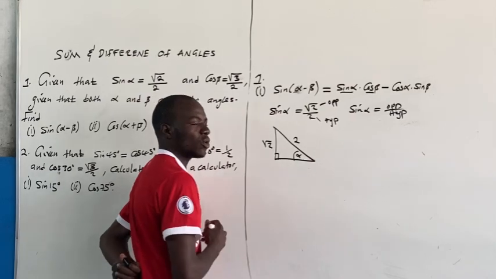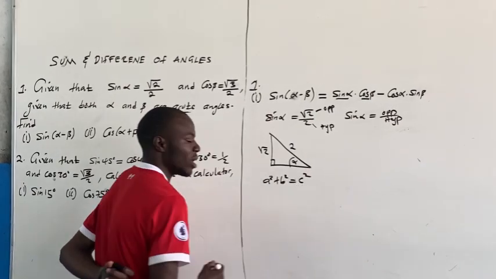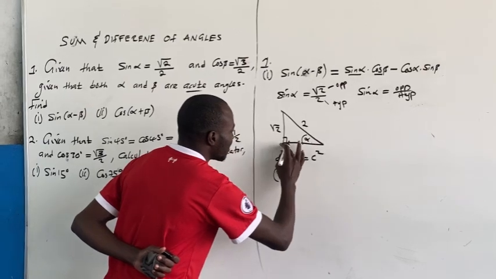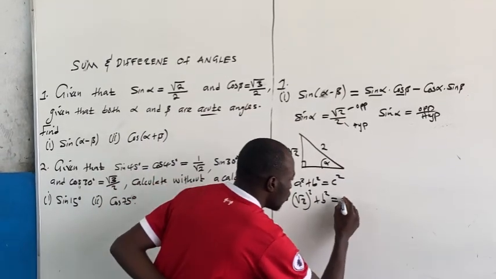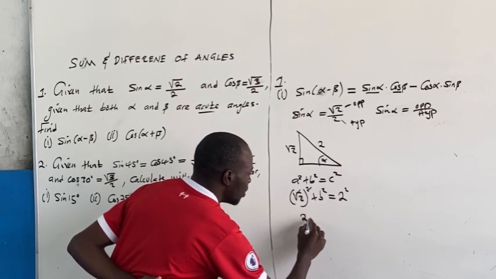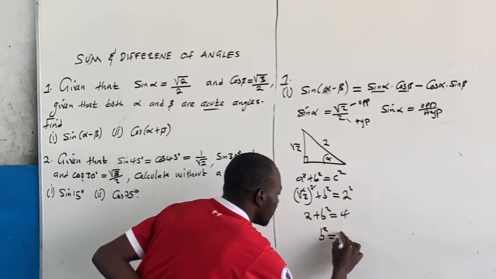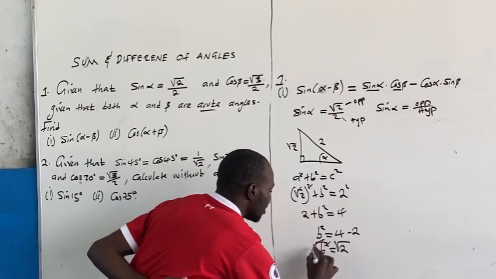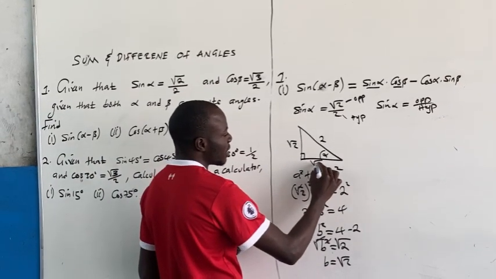So how do we find the other side? We use Pythagoras theorem. We know that a squared plus b squared is equal to c squared. So a squared here is square root of 2 squared, plus b squared, where b is what we are looking for, is equal to c squared, the longest side, which is the hypotenuse. So we square 2. Square root of 2 squared is just 2, so 2 plus b squared is equal to 4. So b squared is equal to 4 minus 2, which is 2. So b is square root of 2. It means our adjacent side here is square root of 2.